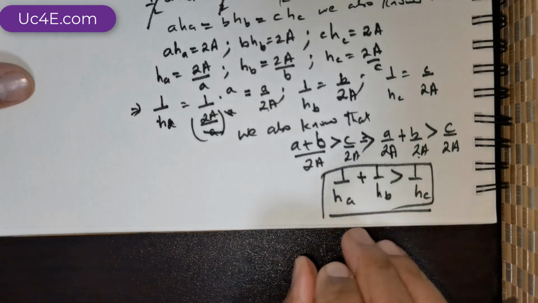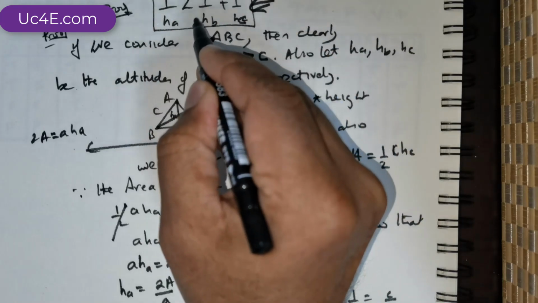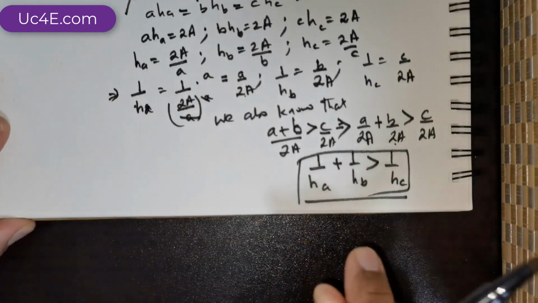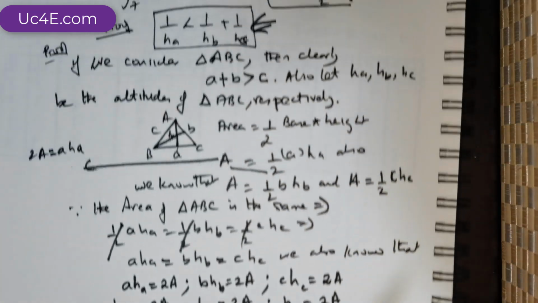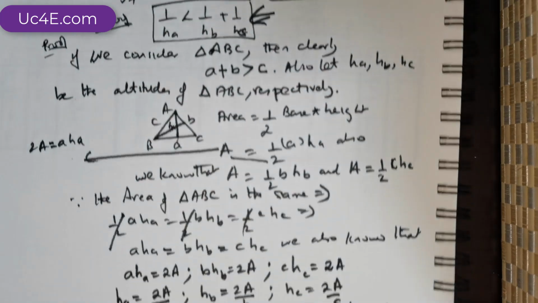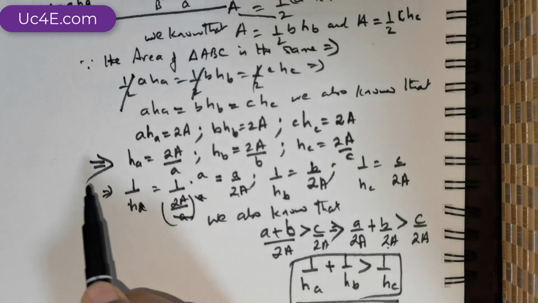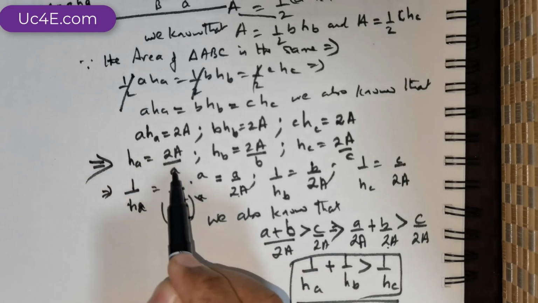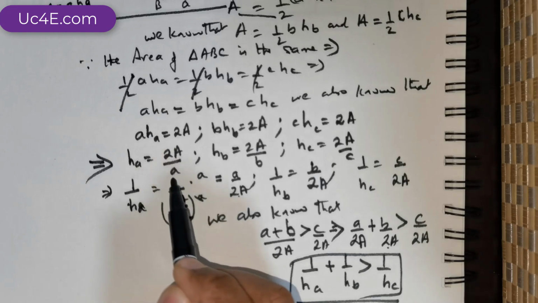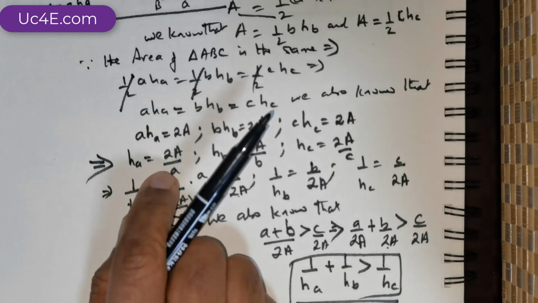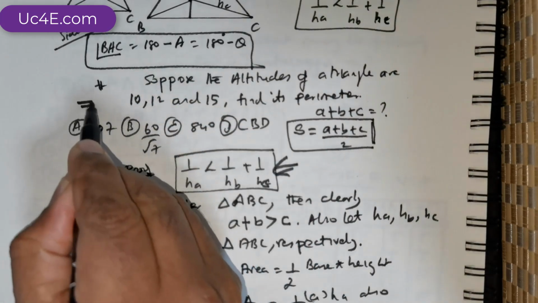Now you might be wondering, we were asked to show this, right? But we have apparently shown this. But upon rearrangement, this will lead us to this. Now the most important part here is over here: h_a is equal to 2A over a, which can be worded as 2 times area over the side a. So this is what would be used in solving this question, right?